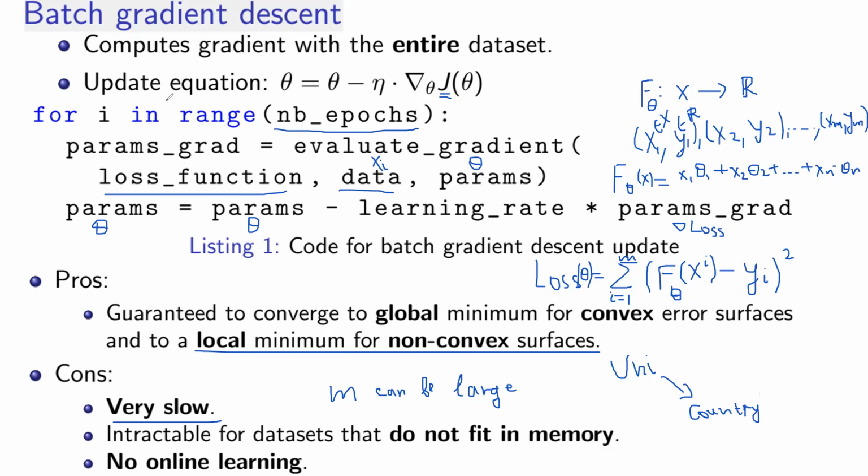I mean, finding the gradient can be very hard for some functions. So if the data set does not fit into the memory, we cannot operate, we cannot find the gradient, etc., because we need all the data that we use. So also no online learning.